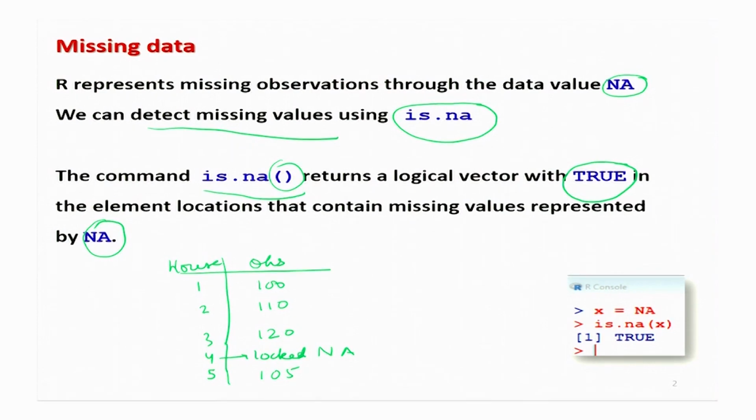So, if I try to show you here a screenshot, I will try to show you on the R software also, that I take a value itself as capital N, capital A, and I say is.na, and inside the parenthesis x, it gives me the answer TRUE, right.